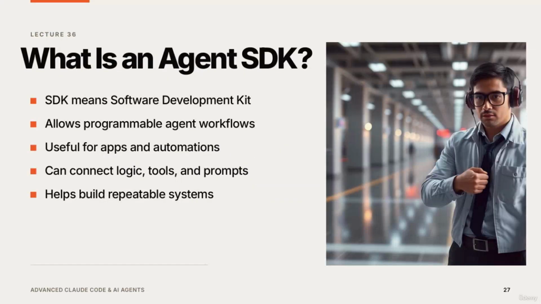On this slide, we're focusing on the concept of an agent SDK, which stands for Software Development Kit. Essentially, it's a set of tools and resources that allows developers to create programmable agent workflows. This is especially useful when building applications or automations because the SDK provides a way to connect various elements like logic, tools, and prompts in a seamless manner. By using an agent SDK, you can design systems that are not only efficient but repeatable, meaning you can deploy the same workflows multiple times without having to start from scratch each time. This is a critical foundation for developing advanced AI agents and code, helping to simplify and scale complex interactions.